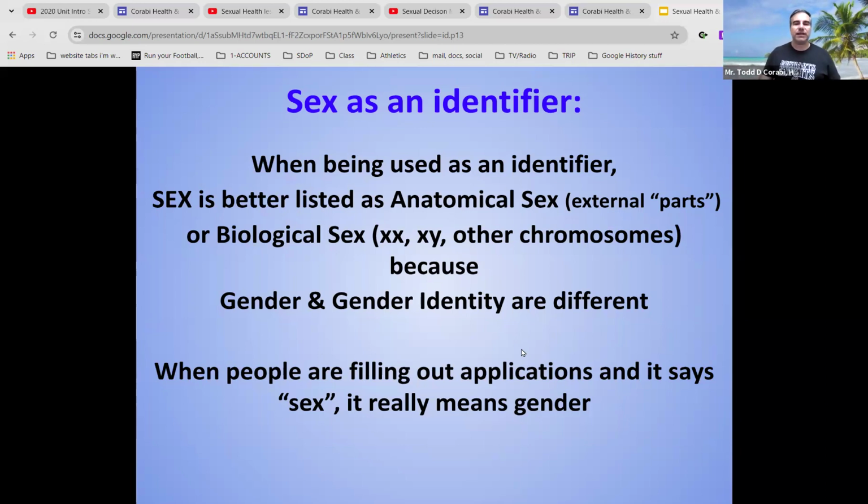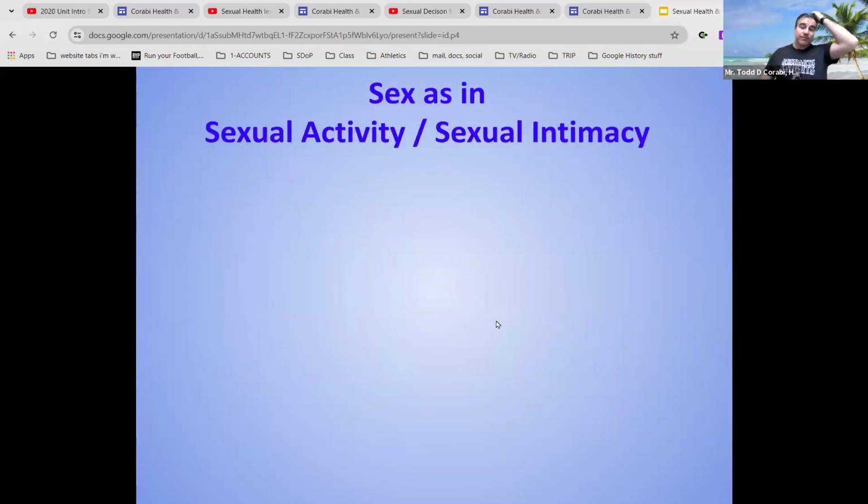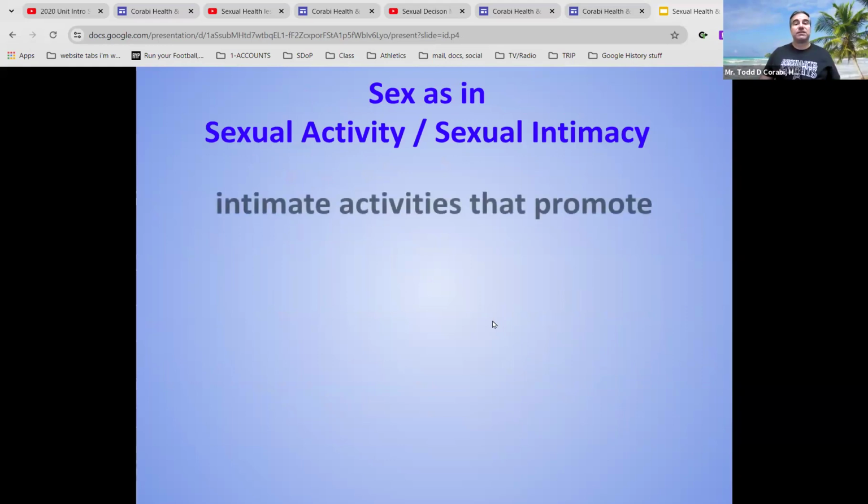And a lot of times forms nowadays will have male, female, non-binary. Sometimes, if it's a very specific medical institution, it might say male, female, neither or both. But generically speaking, government forms are now saying male, female, and non-binary. So we have sex as an identifier, and it's important. Then, of course, we also have sex as sexual activity and sexual intimacy.